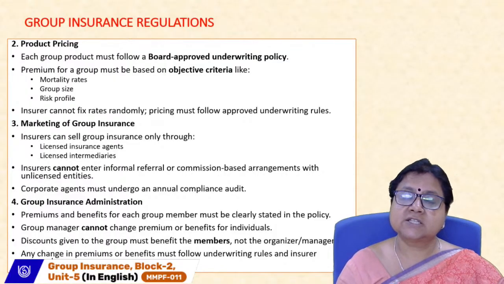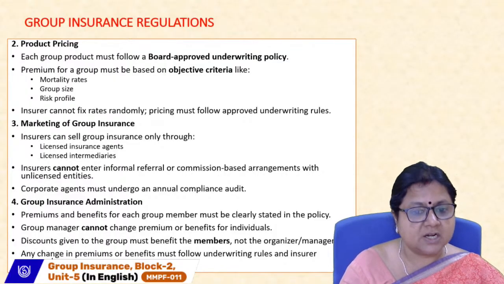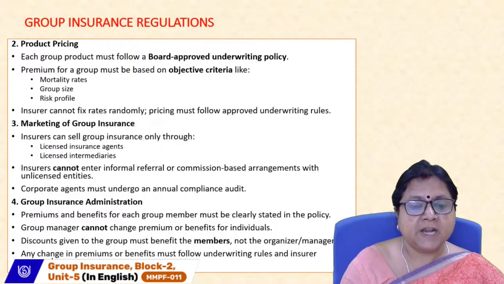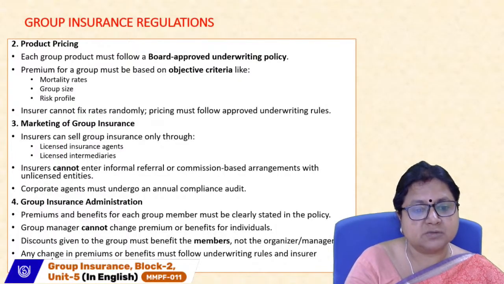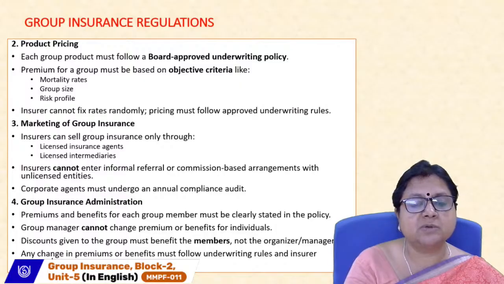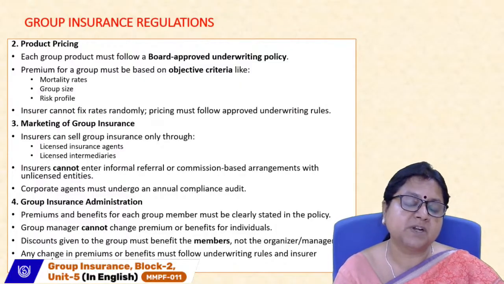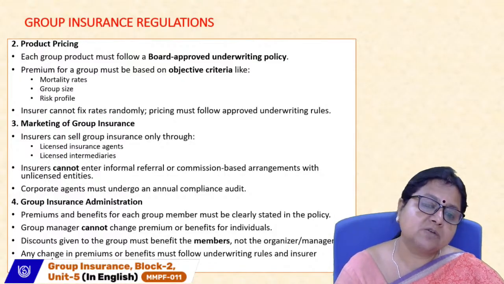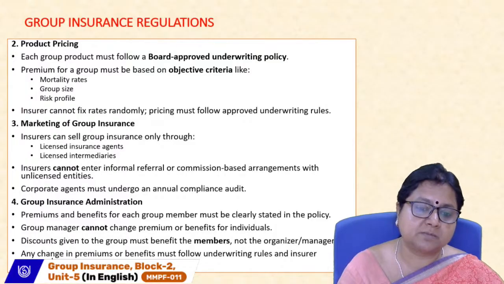So when all the persons are in a group, every member's premium is the same. It is not that one member's premium is more. Suppose a person is prone to disease, it's not that his premium will be more, and the person who is of completely young age and is not having any sort of disease, his premium will be less. Every member in the group will have the same premium only.